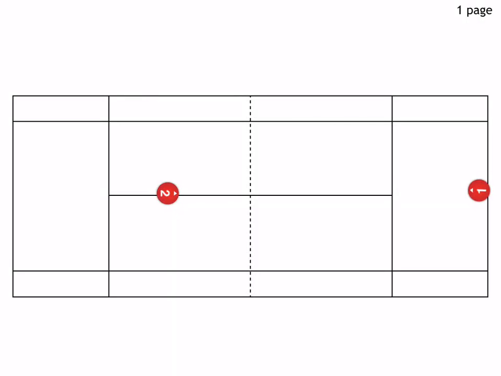Hi, so this is an overhead drill here. One person, the ball feeder, stands on the baseline here. Number one starts as the ball feeder. The other player starts at the net.